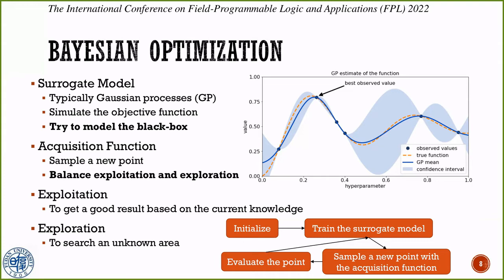In Bayesian optimization, we use a Gaussian process, which can output the mean value and a variance. So we can use the mean value as a prediction of the performance and use the variance as the uncertainty of our prediction. To utilize a low mean means exploitation, and to utilize a high variance means exploration.